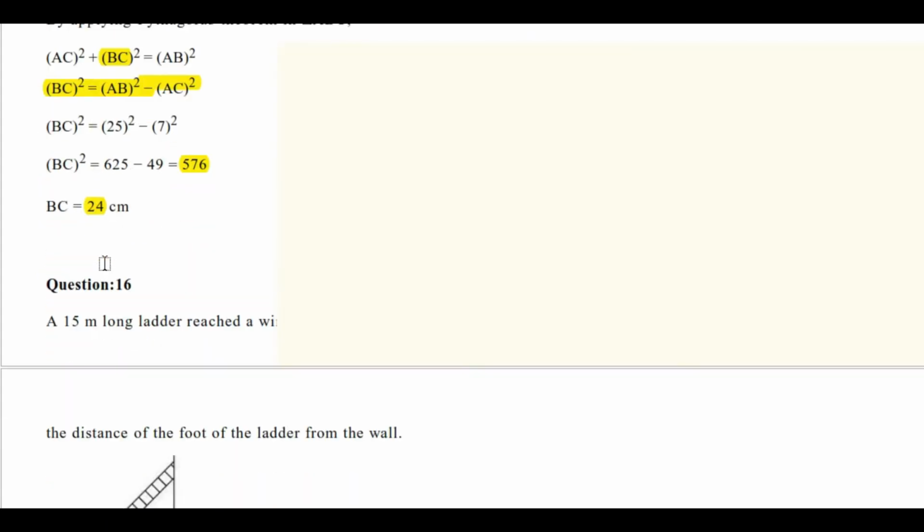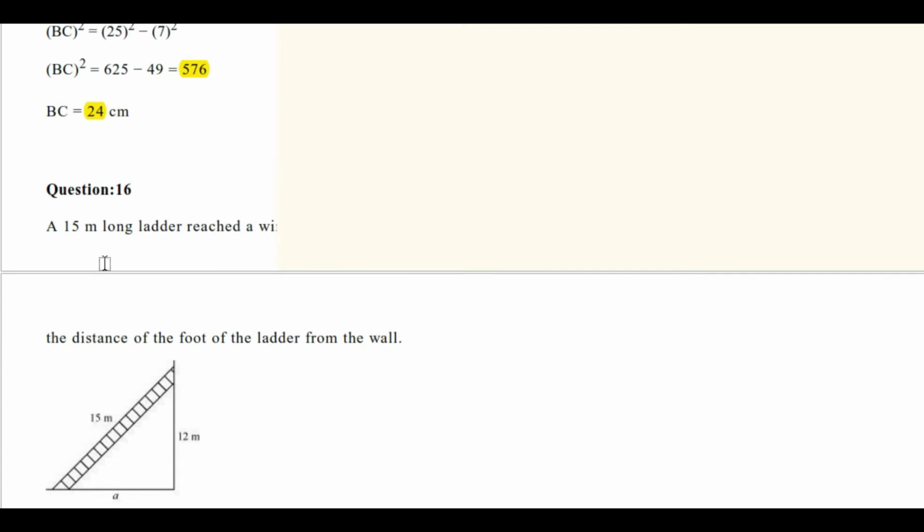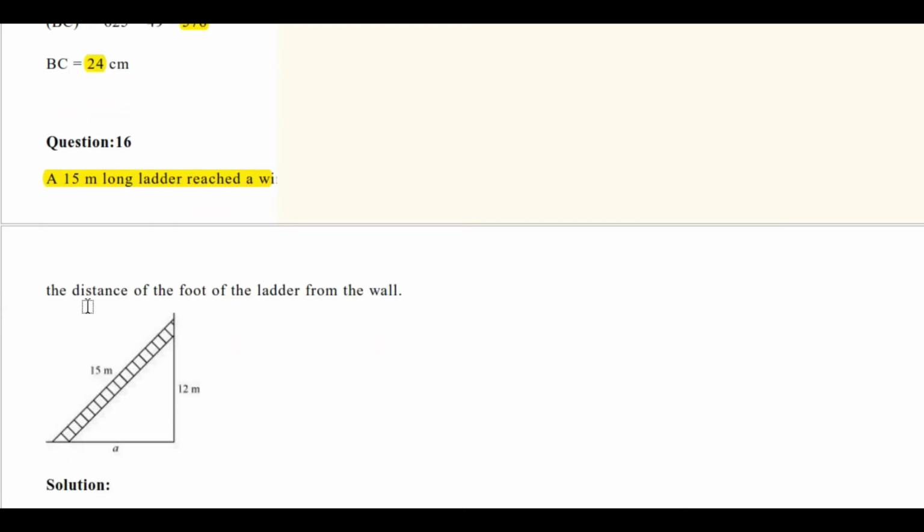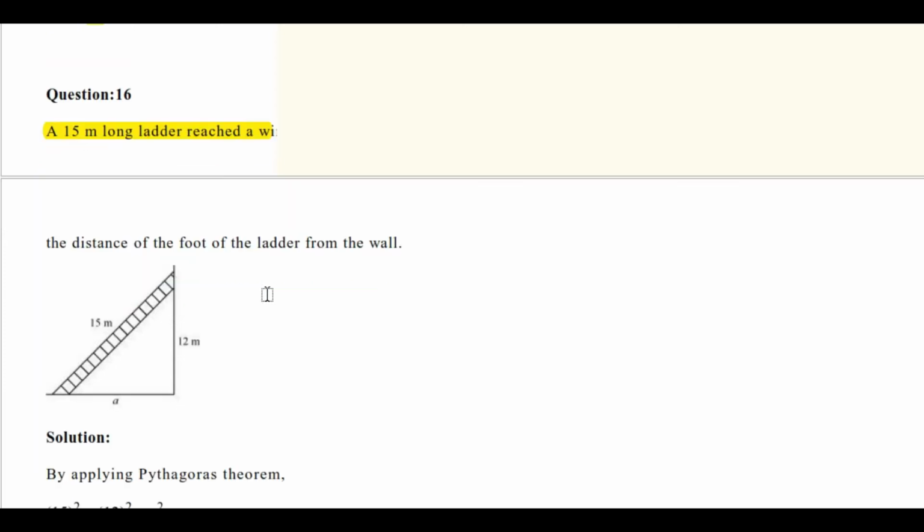Now the next question. Question number 16. A 15-meter long ladder reached a window, find the distance of the foot of the ladder from the wall. So here we have given the picture. This is a ladder whose length is given as 15 meter, and this is the wall whose height is given as 12 meter. Let me show you once again.